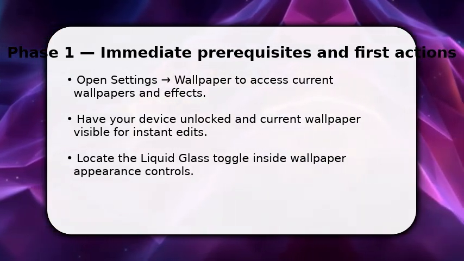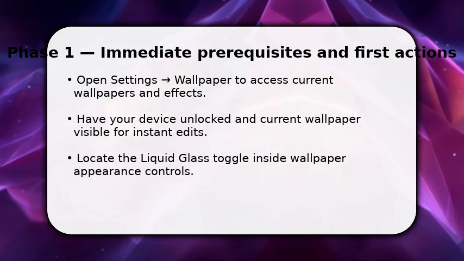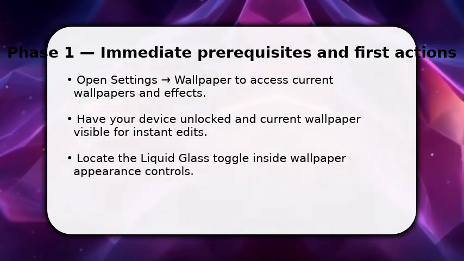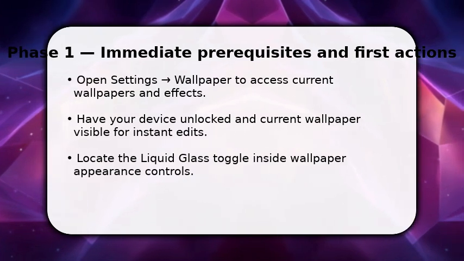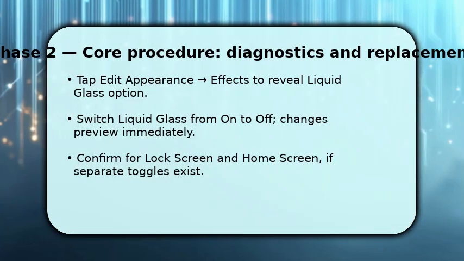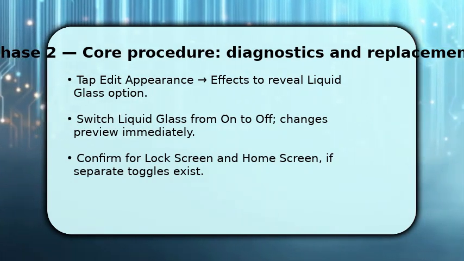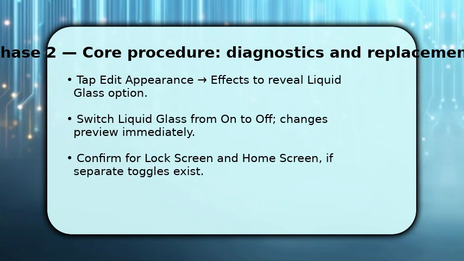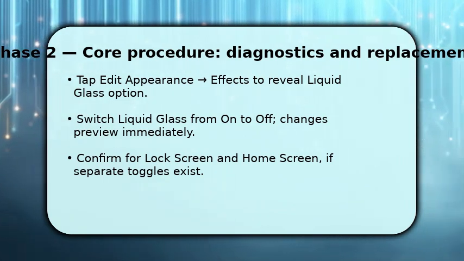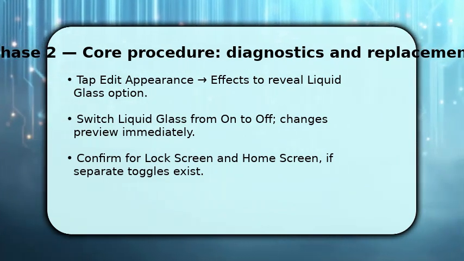Make sure your phone is unlocked and not in low power mode, since that can hide some visual controls. Now you're ready for the actual toggle change. Now that the effect panel is visible, find Liquid Glass in Effects. It's listed with other motion and depth settings. Tap the toggle to switch it off. You'll see the preview update instantly so you can confirm the look.